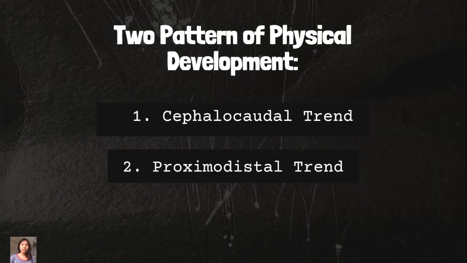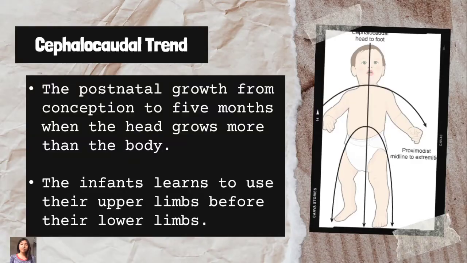There are two patterns of physical development: the cephalocaudal and the proximodistal trend. Cephalocaudal was derived from the terms cephalo, which means head, and caudal, which means tail or lower body. So typically, the cephalocaudal trend refers to changes or growth from top to bottom. Cephalocaudal demonstrates how infants developmentally learn to use their upper limbs before their lower limbs. The most visible illustration of cephalocaudal is how an infant's head grows disproportionately large in comparison to their body.